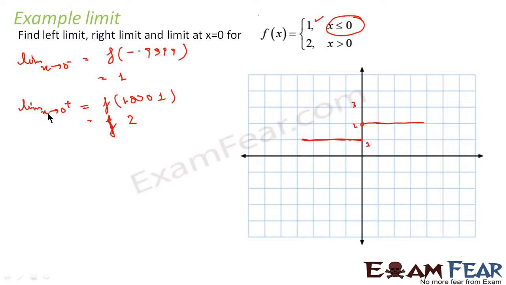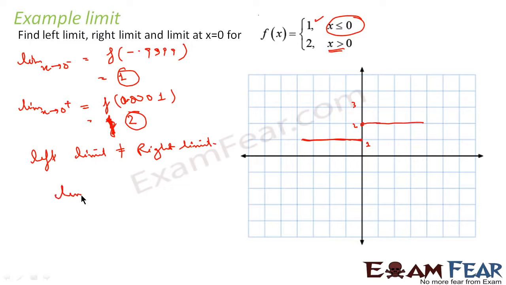Similarly, for the limit as x tends to 0 plus, we can take this value 0.001, because it is greater than 0 and almost equal to 0. So f of 0.001 will use the second equation, because this number is greater than 0, and that value is 2. So here we have seen that in the first case we got 1 and in the second case we got 2. So here we will say that the left limit is not equal to the right limit. Since the left limit is not equal to the right limit, in this case we say that the limit as x tends to 0 for f(x) does not exist.